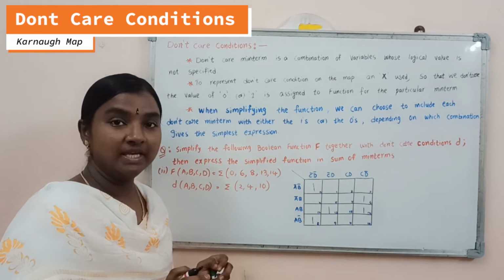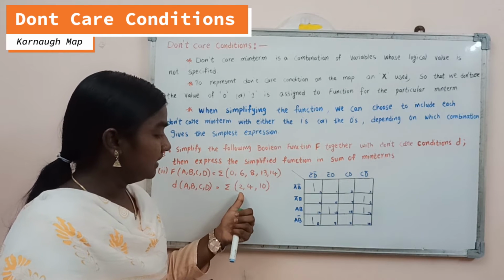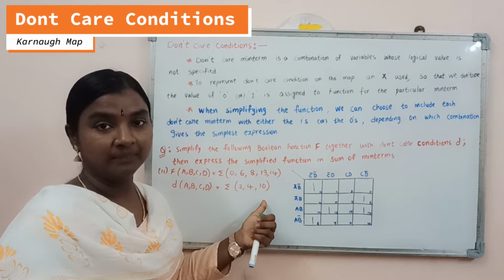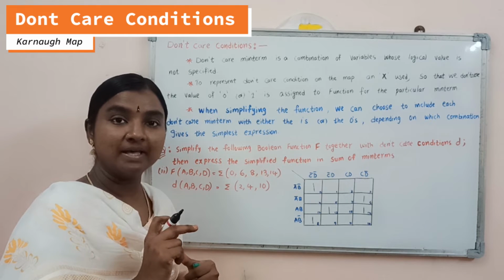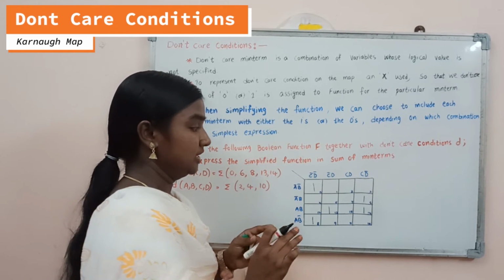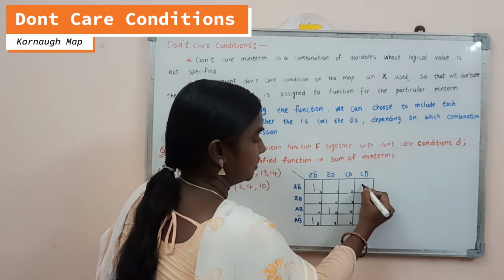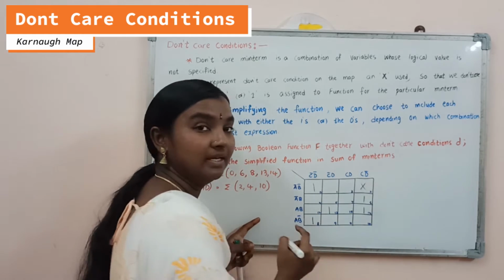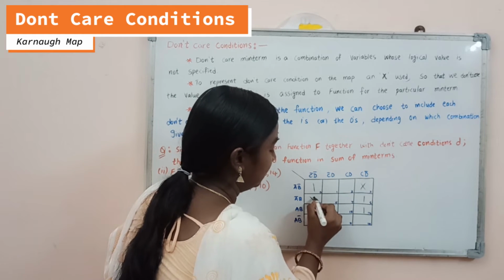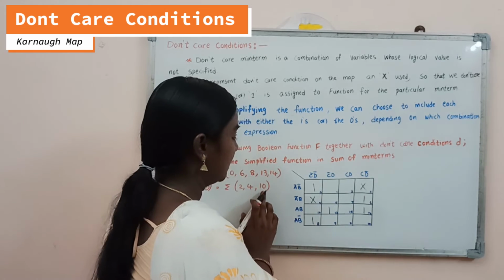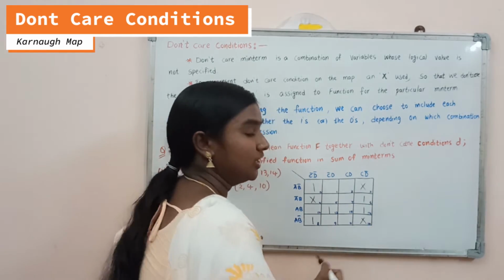Now we will see the don't care minterms mentioned. Those are 2, 4, 10. For these minterms, we need to assign a cross mark in that respective place. So here the 2 minterm cell is this one, so in this we are assigning a cross mark, and 4 is also here, so we need to assign a cross here, and for 10 we can assign a cross here.